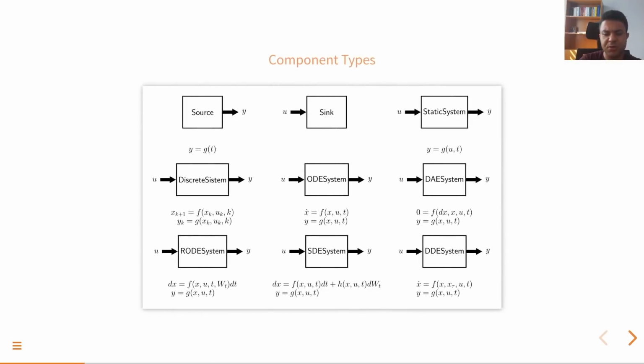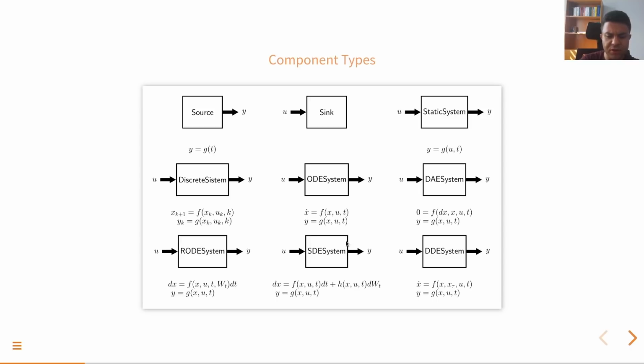You can see the component types. Here we have basically three types of components: source, sink, and system. The system component can be divided into two, static system and dynamical system, and the dynamical system can be divided into six, as you can see here. To represent a source, we must specify a function or relation that relates the current time t to the output of the component. And for example, to represent a static system, we must specify a function or relation that relates the input and current time t to the output value of the component.